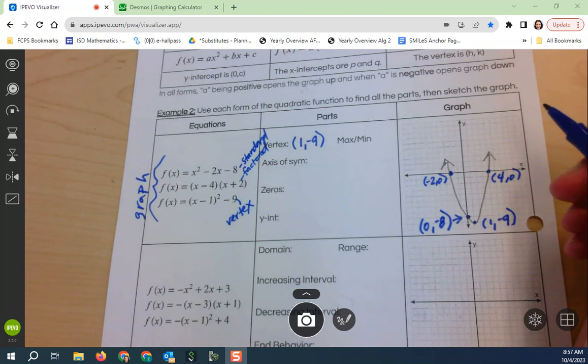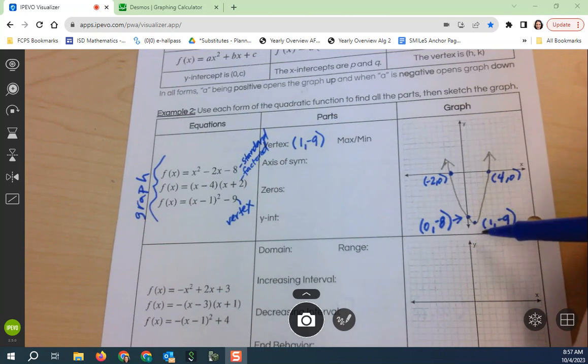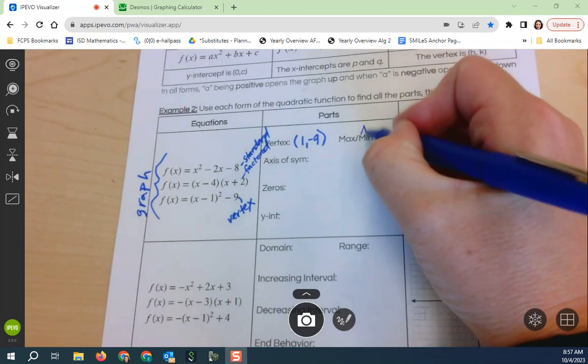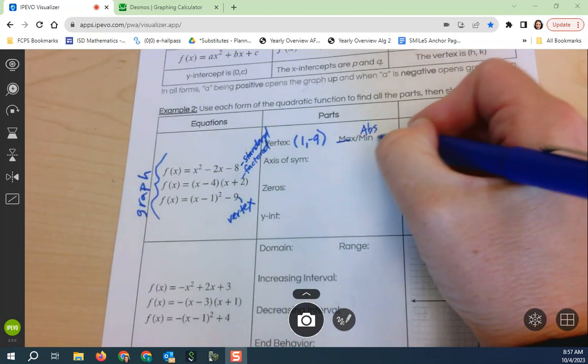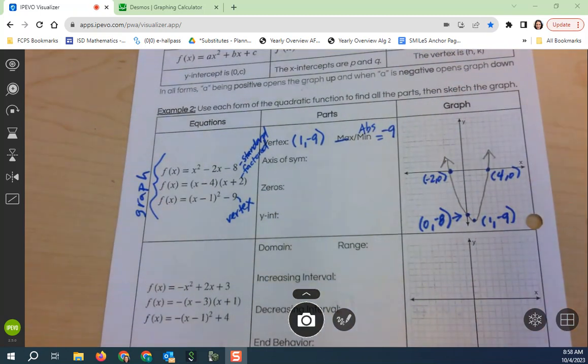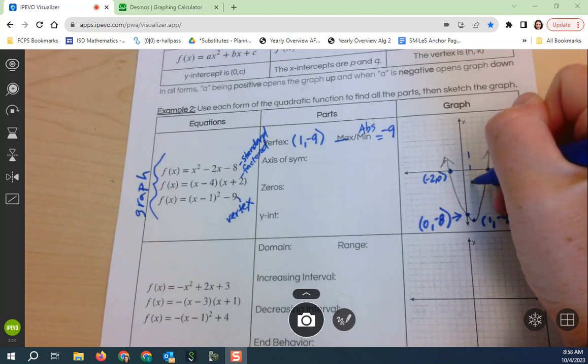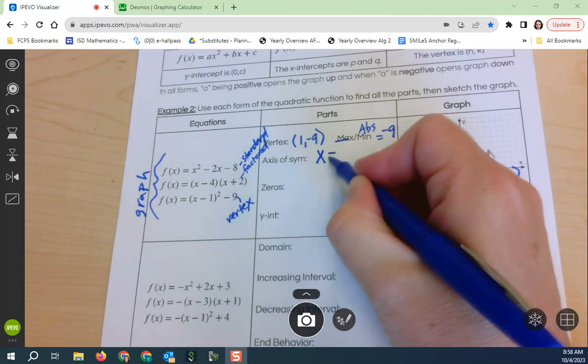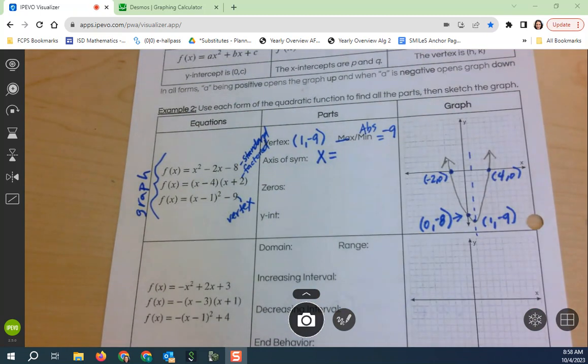And this one, does it have a maximum or a minimum? A highest point or a lowest point? Has a minimum of negative 9. Good. So we're going to say absolute minimum of negative 9. The axis of symmetry goes through your vertex, and it's going to be x equals, and the x number from your vertex, which is what number? What's the x of your vertex? It is 1, yep.